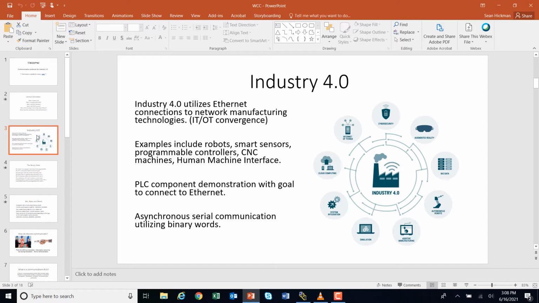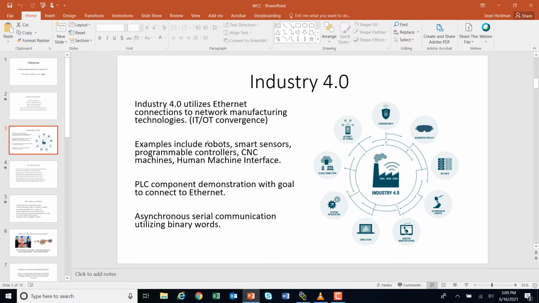So Industry 4.0 utilizes Ethernet connections to network manufacturing technologies. That's the IT-OT convergence. Now, this is where we're having a little bit of a problem in the world today because we've got a lot of people who know about IT, all the switches and wiring and everything like that, setting that up. And we've got a lot of people that know about OT, operational technology, which would be robots and PLCs and sensors. But now that everything is going to Ethernet, it's hard to get people that know about both of these things, okay?